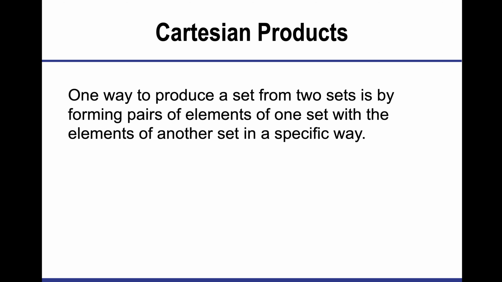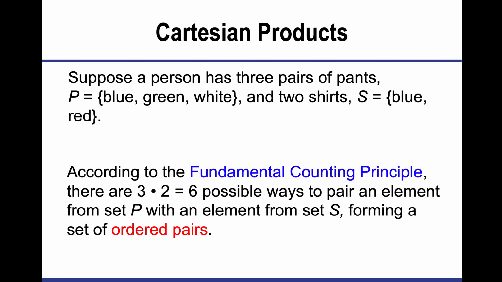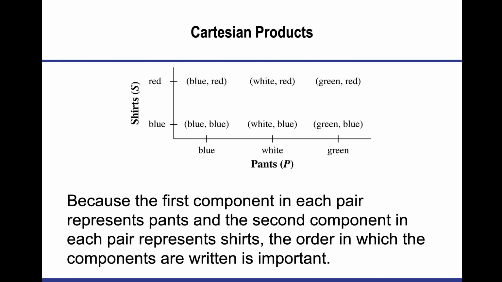One way to produce a set from 2 different sets is by forming pairs of elements of one set with the elements of another in a specific way. So let's suppose that a person has 3 pairs of pants and 2 shirts. According to the fundamental counting principle, I have 3 pairs of pants, 2 shirts, 3 times 2 is 6, which gives us the total number of outfit options.